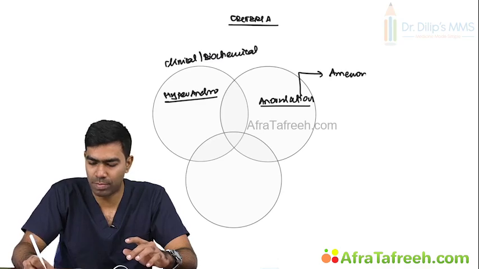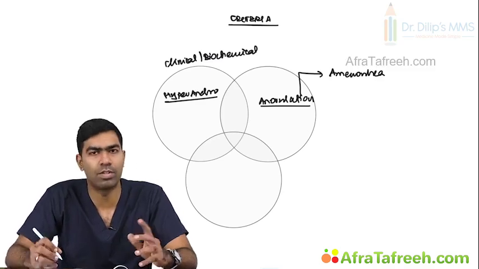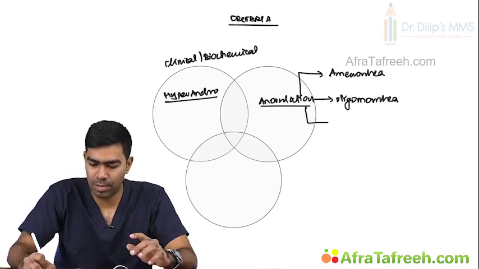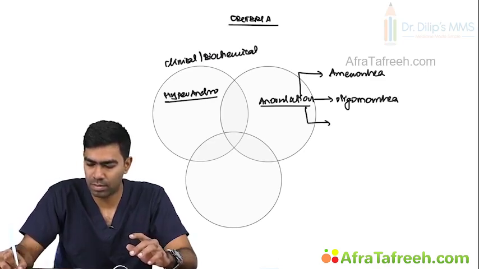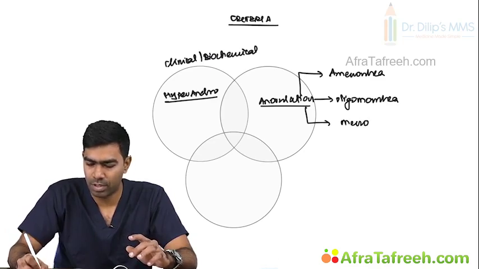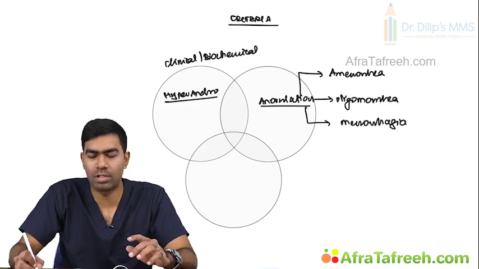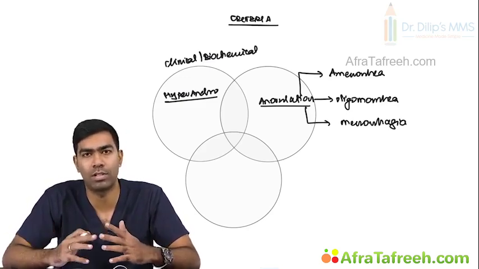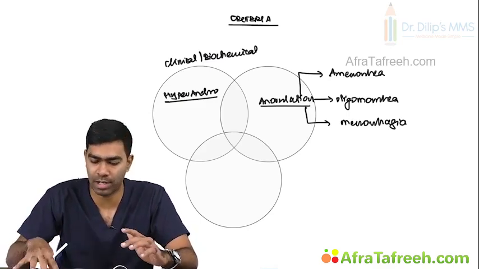PCOS can produce both primary as well as secondary amenorrhea, even though secondary is relatively more common, and they can produce oligomenorrhea and they can produce amenorrhea as well, and menorrhagia. So we know the mechanisms of how PCOS produces menorrhagia and anovulation in general. We have seen already the mechanisms behind that.